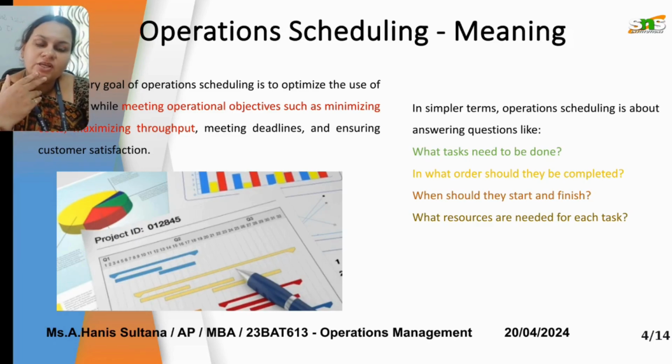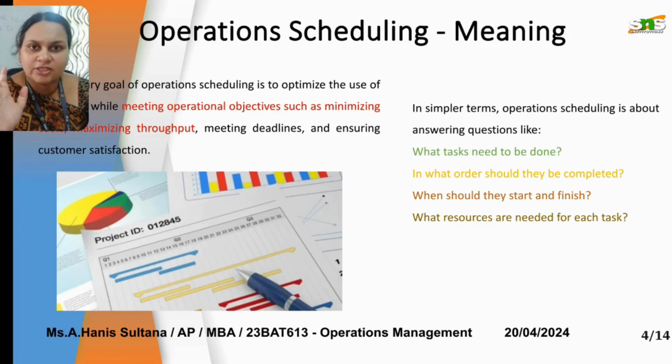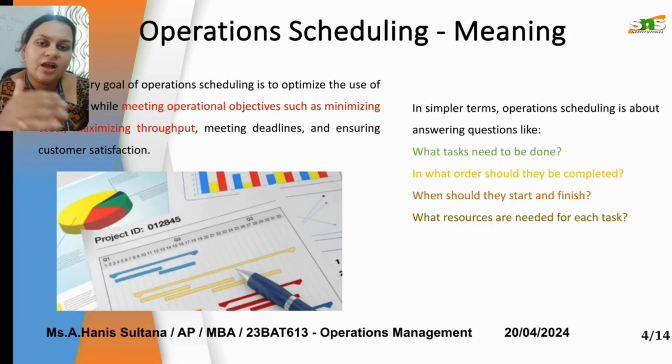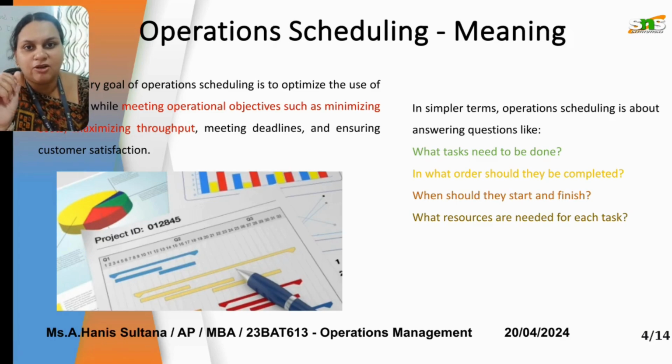Why we use scheduling, as we discussed in the last class, is to obtain four prioritized things: to minimize the cost, maximize the output, meet the deadlines, and ensure customer satisfaction. So we have come through the four questions that are needed to answer for operations scheduling and to understand the meaning of scheduling.